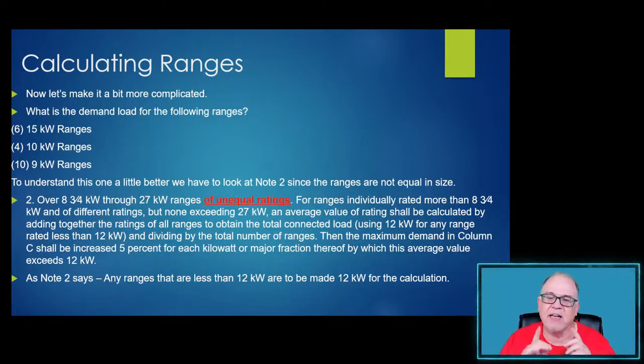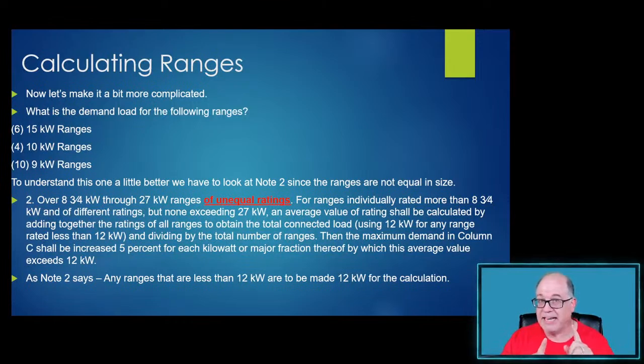But before we get into that, let's go look at the code, because I want to read it. I've got it here on the screen. I want you to go and look at note number 2 while I read this. Now it says over 8 3/4 kW through 27 kW ranges of unequal ratings. Yes, these are all unequal ratings. It says for ranges individually rated more than 8 3/4 kW and of different ratings, but none exceed 27 kW, an average value of ratings shall be calculated. Notice it says an average value.